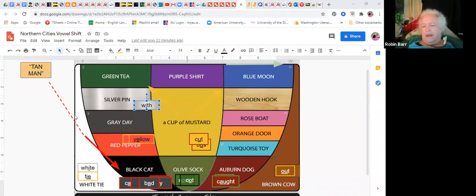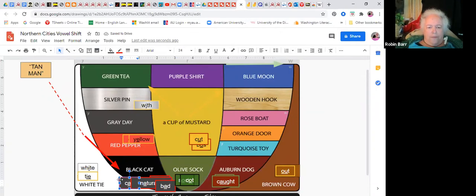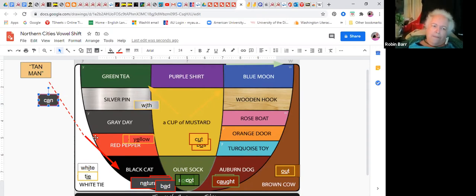Let's start out with the tan man thing. So you all said that for some of you, can doesn't sound like black. And that's because on the East Coast, in places like Philadelphia and New York, but generally on the East Coast, in the South as well, before a nasal you get this raising effect. That means that the beginning of the vowel, can, instead of being down here as open as it can get, black cat, starts off maybe somewhere around red, pepper, tan, and moves down or even back a little bit.